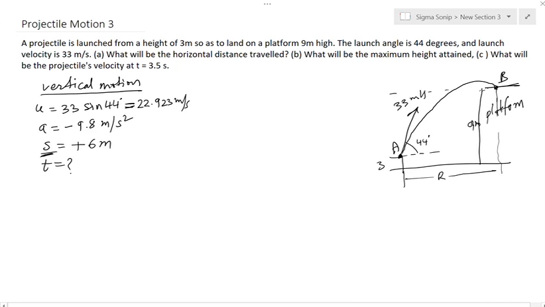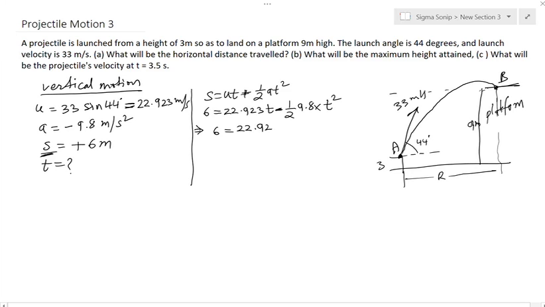Straightforward, we use the equation s equals ut plus half at squared. s equals 6 is equal to 22.923 t minus half of 9.8 times t squared. This minus has come from the 9.8 because the equation has plus, but 9.8 is negative, so I have brought that negative sign here. If I simplify, minus 4.9 t squared.